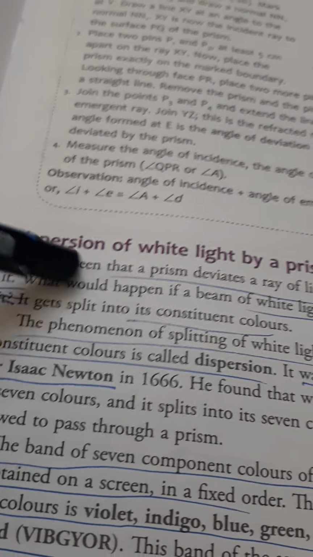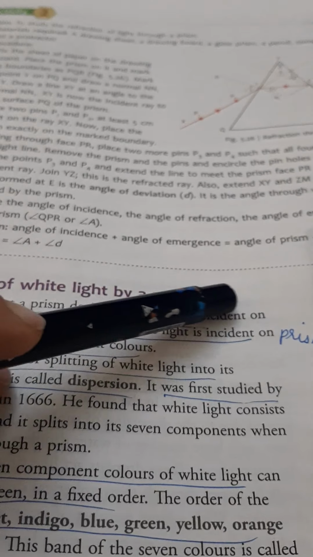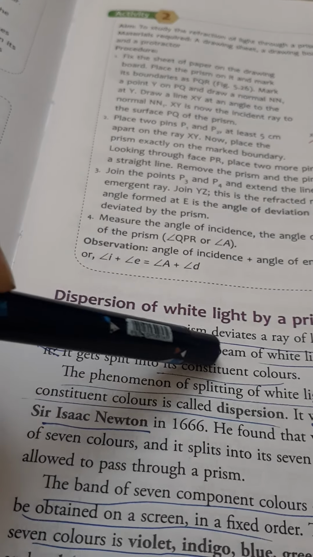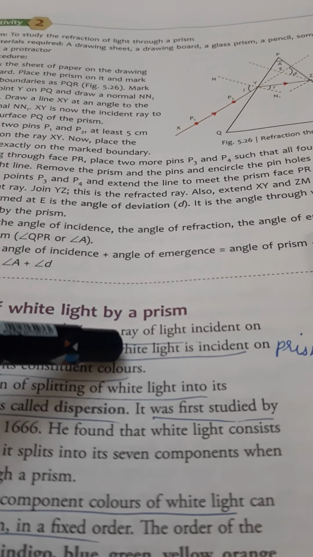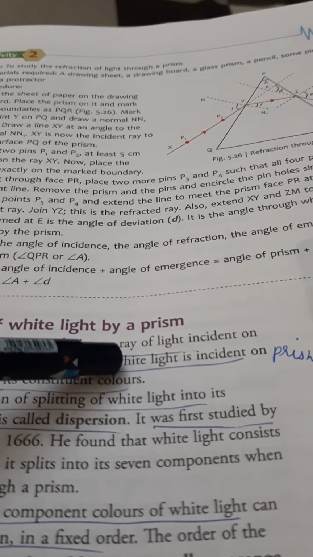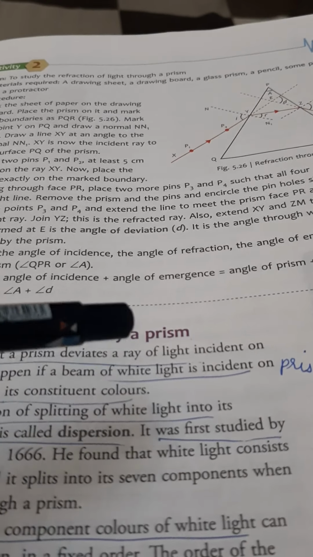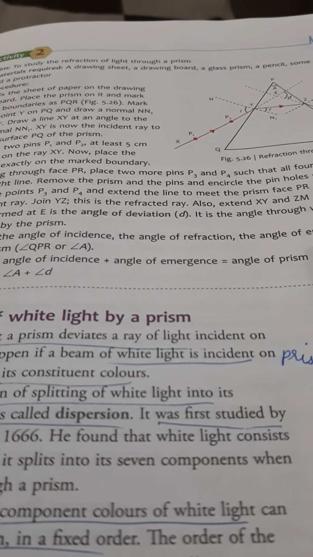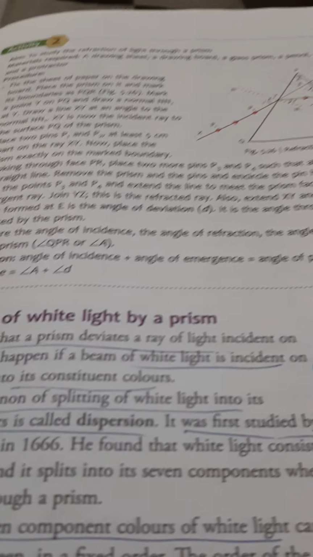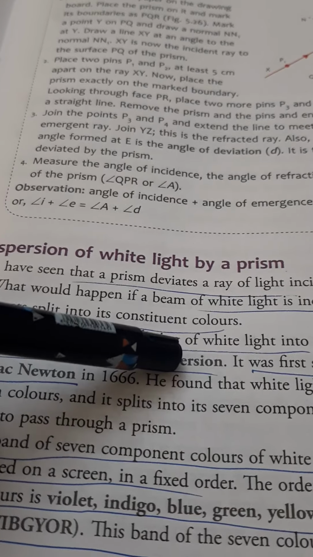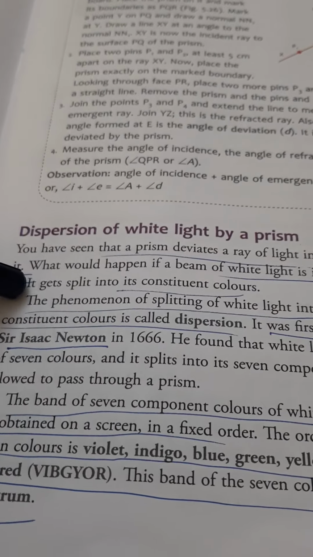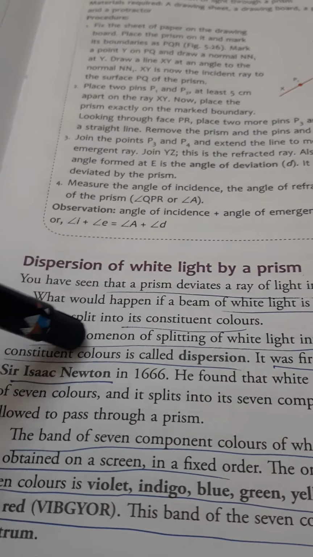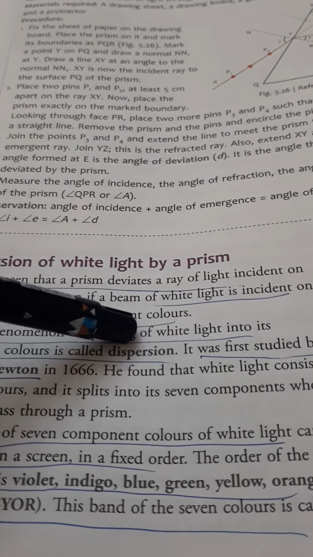if a beam of white light is incident on a prism, it gets split into its constituent colors. And you know white light is made up of 7 colors, so it is going to split into its 7 colors. All the 7 colors will deviate out. So what is dispersion? This process is called dispersion. The phenomenon of splitting of white light into its constituent colors is called dispersion.